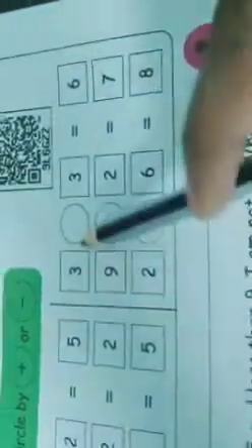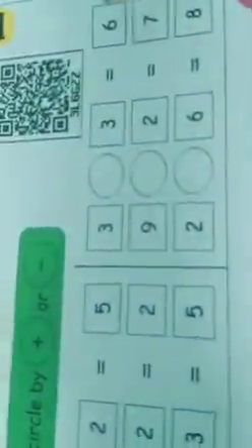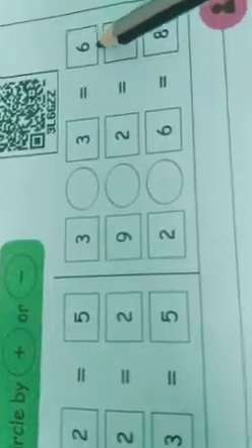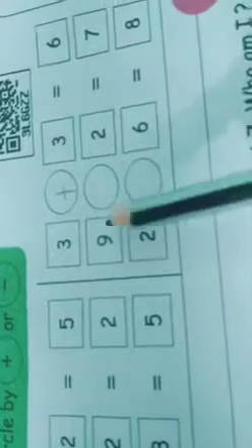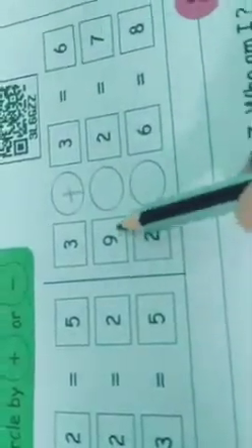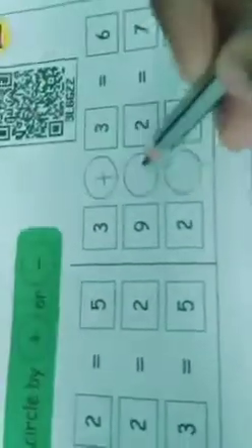Now here 3 3 6. Which is the biggest number? 6. Very good. This is in the last box, so put plus. Okay, 9 2 7, which is biggest? 9. That means first box biggest means minus. 2 8 2 6 8, which is the biggest? Last number. So last number means plus.